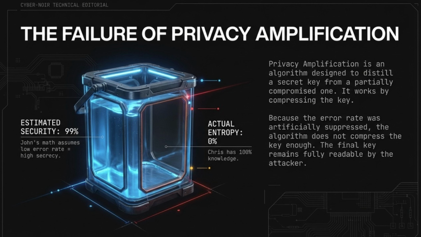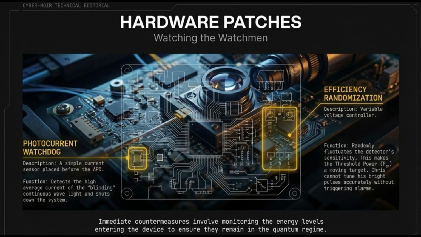Now he is free to send his own tailored pulses to tell John exactly what to record, effectively rewriting the quantum key in his own image. To execute this attack, Chris must perform what we call the anatomy of a break. This is a physical transition where we force John's hardware to abandon its quantum nature.